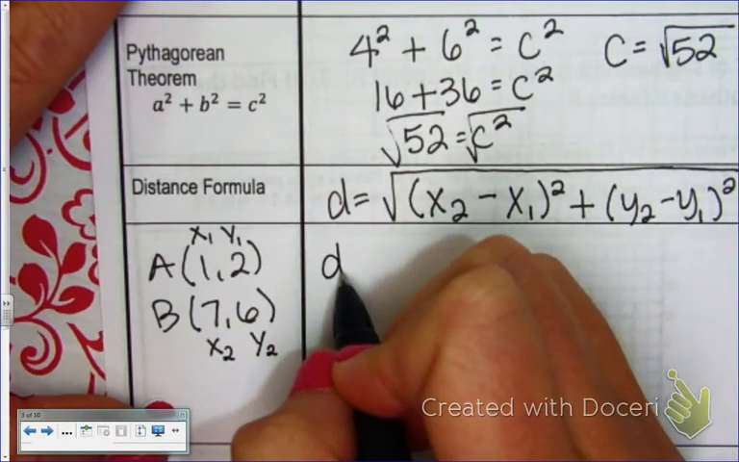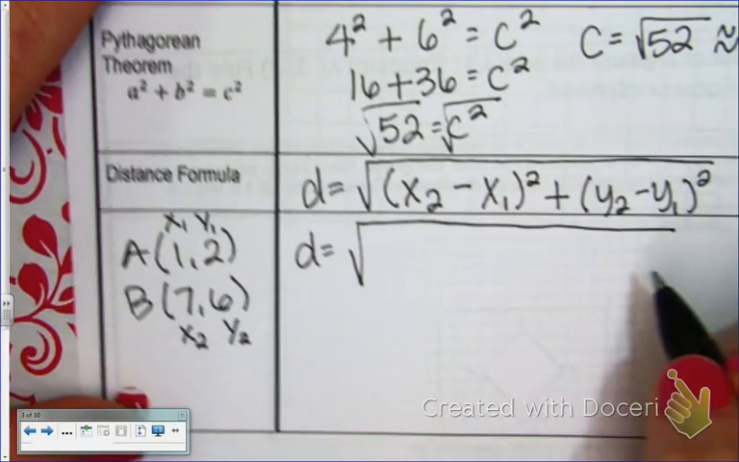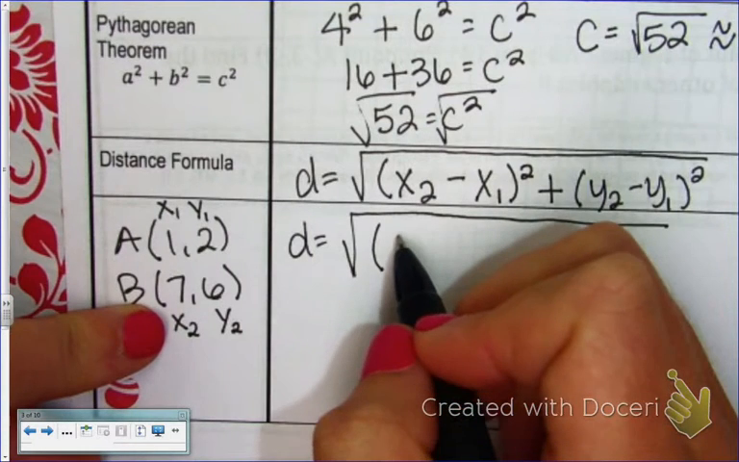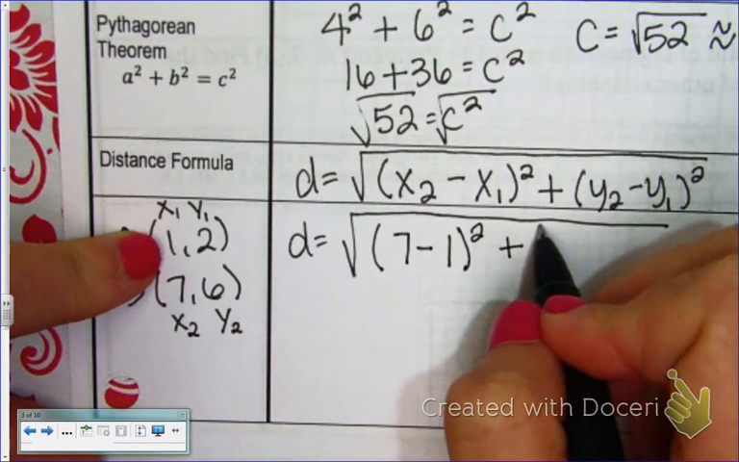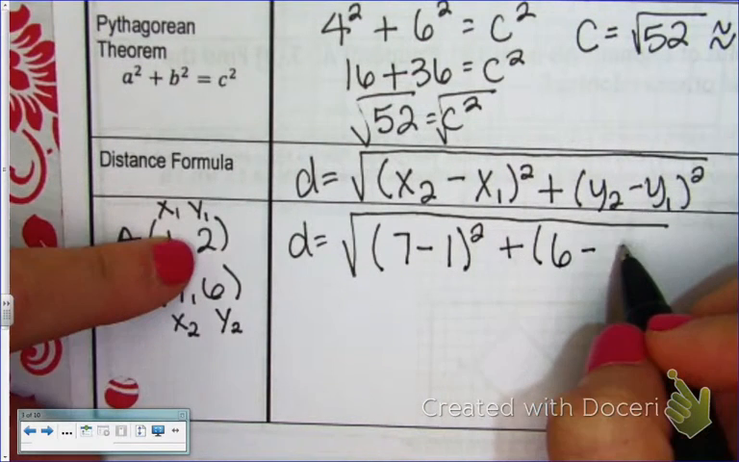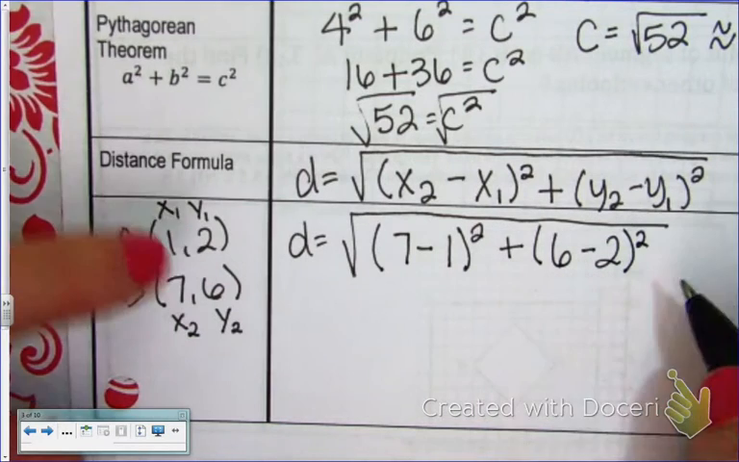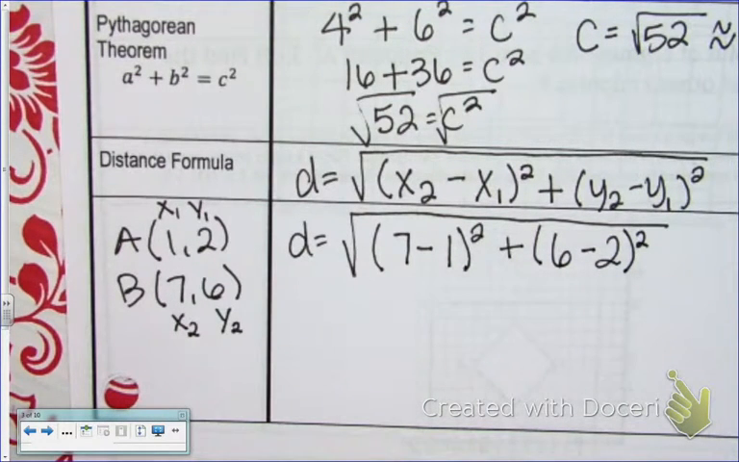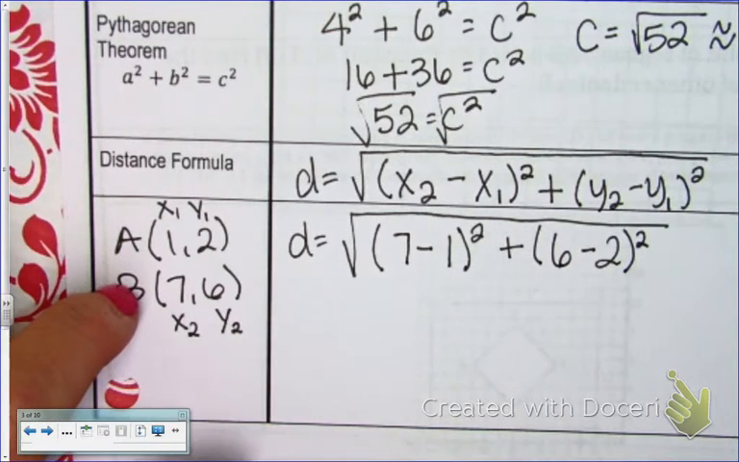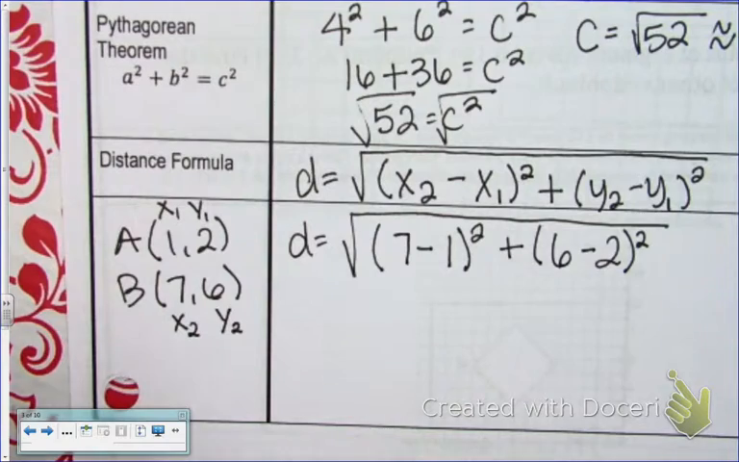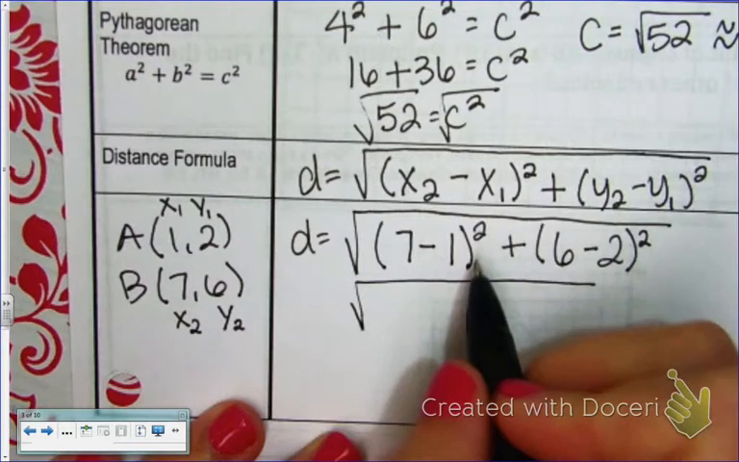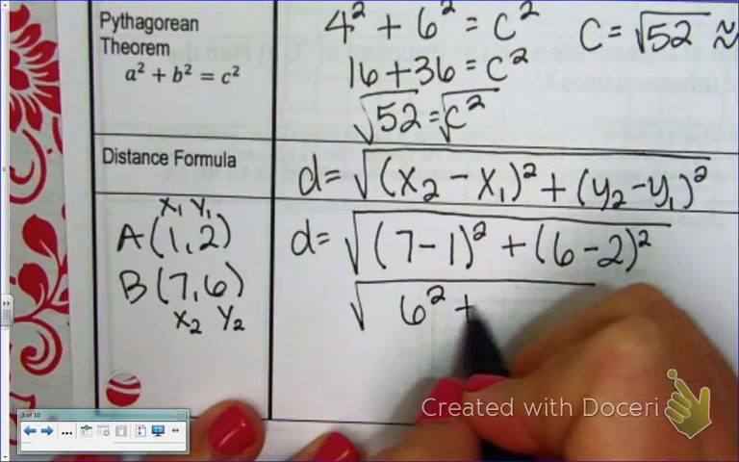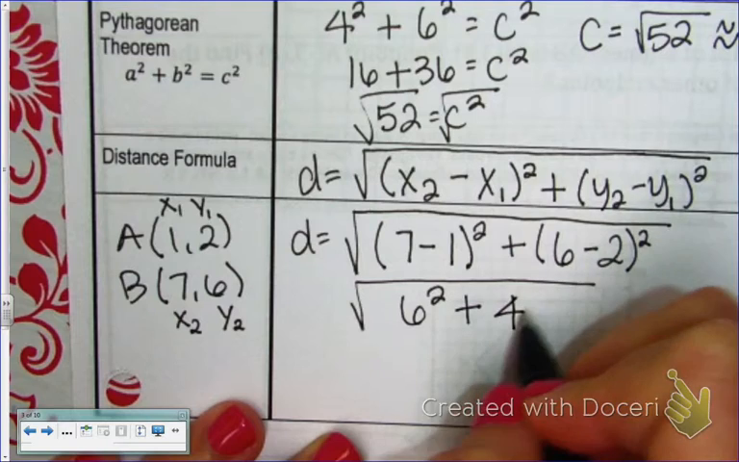Then we have D equals the square root of our x2, so 7, minus our x1, which is 1, squared, plus our y2 minus our y1 squared. Now, some of you might be asking, do I have to choose that point first? Do I have to choose B as the second and then A? Honestly, it really doesn't matter because of this squared term here. So we go ahead and fill this out: 7 minus 1 is 6 squared, plus 6 minus 2 is 4 squared.